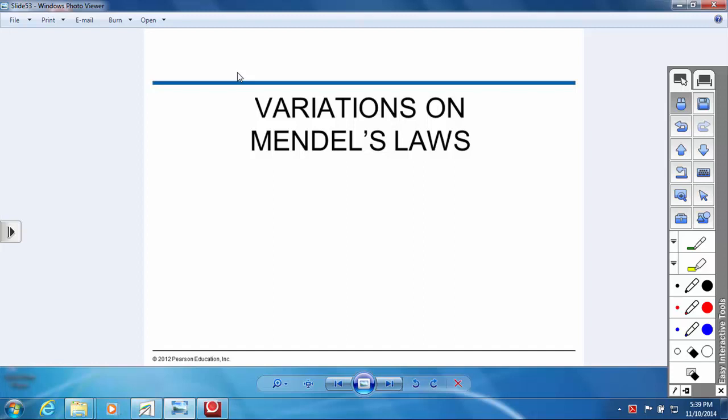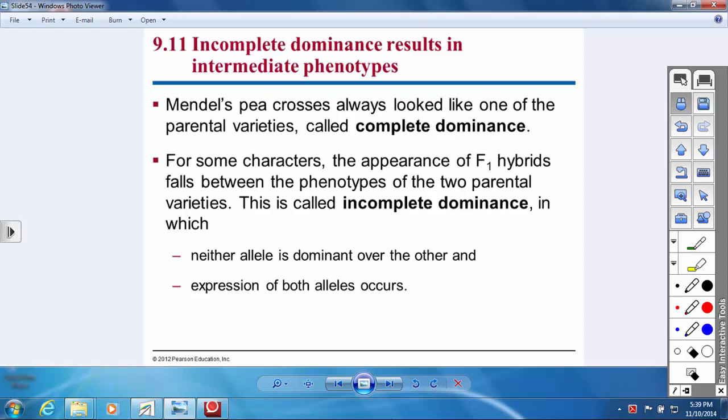Okay, we are back again, covering Chapter 9. This is the second part, variation of Mendel's laws. So we're going to cover some more things that are going to be on the test for us. We talked about Mendel and his P's and how to do what some people call box babies and probability of inheritance, independent assortment, random assortment, things like that in the last lecture for this chapter.